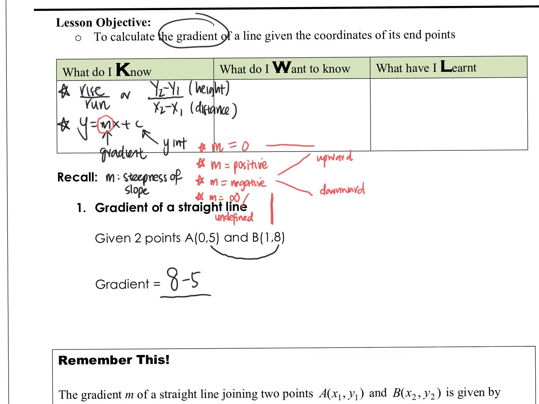I don't really understand the bottom one. This one is 2x bracket cube plus y cube. So use SOAP. SOAP. SOAP. And then the bottom will be x2 minus x1. So that's why you get 3 over 1. So your gradient is 3.